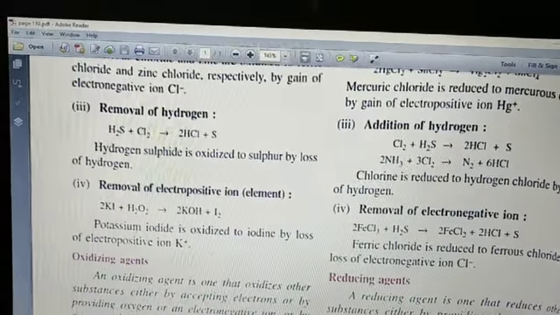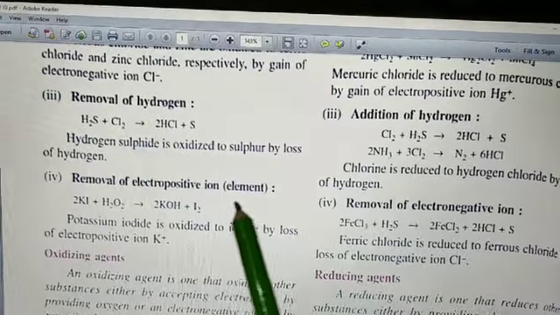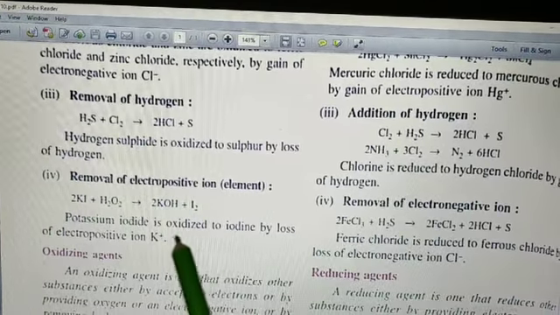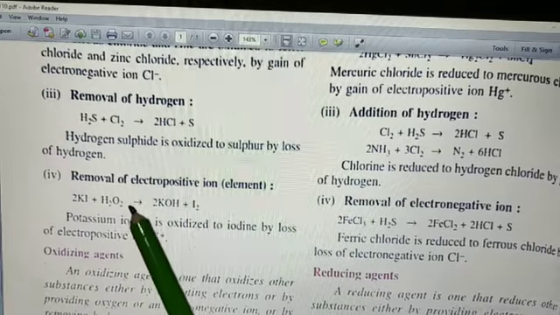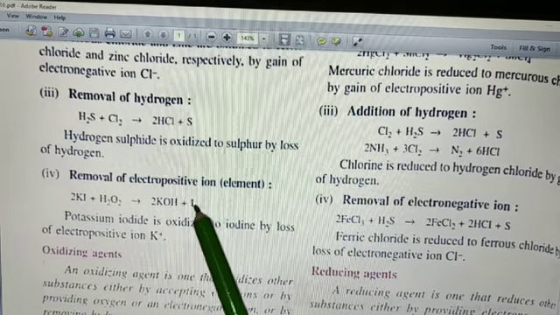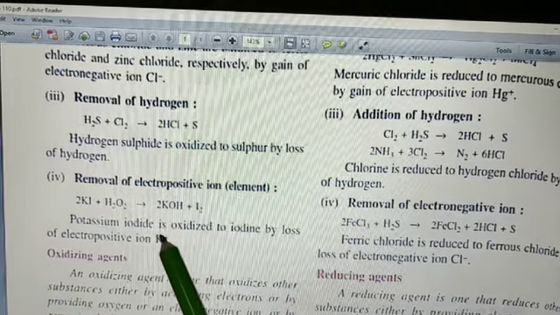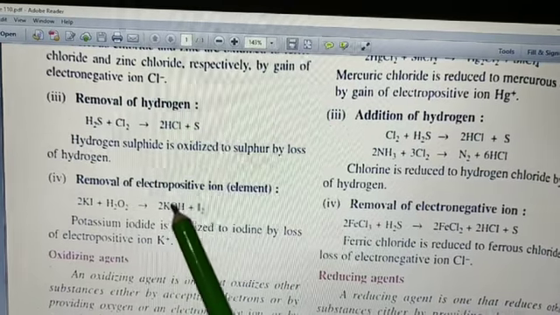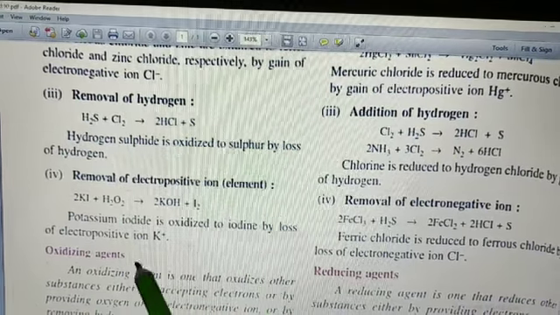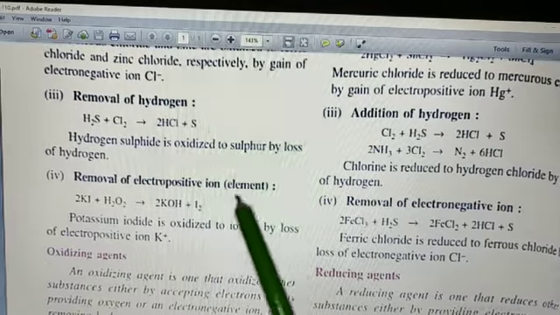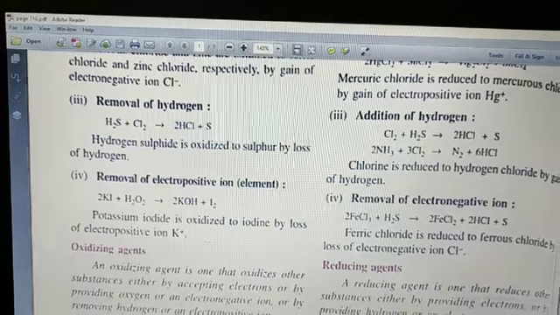Next, removal of an electropositive ion or element is also called oxidation. Say for example, potassium iodide plus H2O2 giving you 2KOH plus iodine. So over here there is removal of an electropositive ion. Potassium iodide is oxidized to iodine by loss of the electropositive ion, that is K+. So it is also an oxidation process.